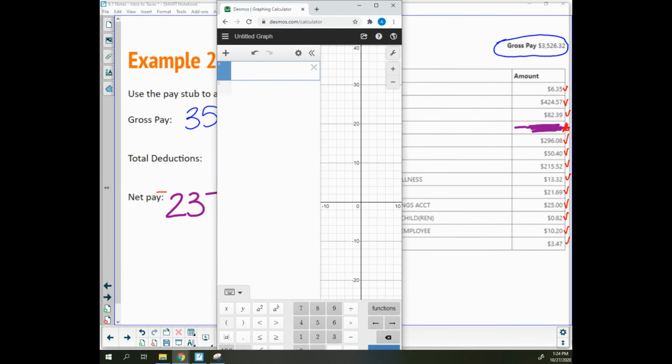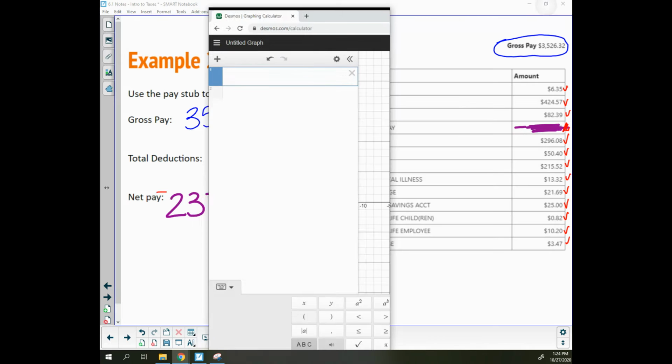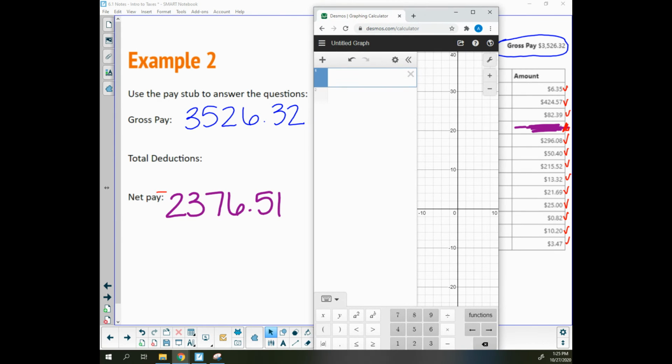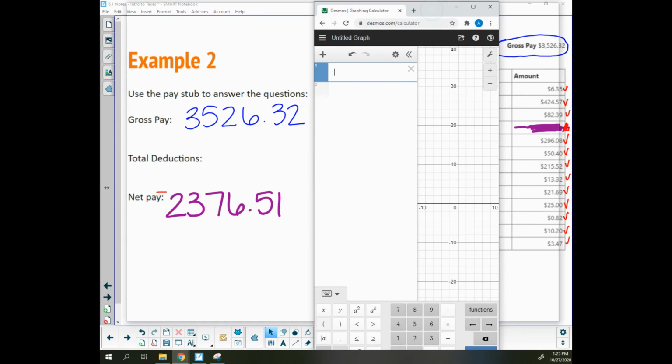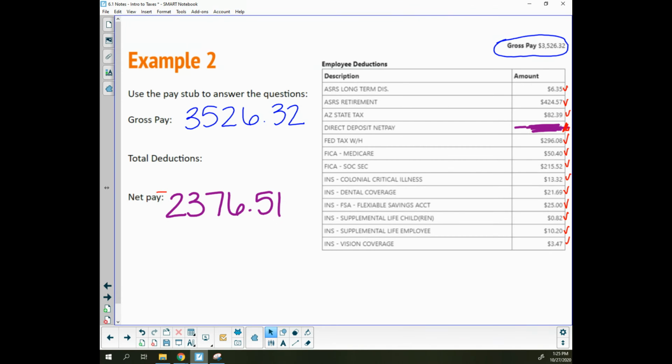Now I gotta slide it over. Much better. Okay, so we're going to go ahead and put in 3526.32 as my gross pay, and I'm going to subtract off that net pay, 2376.51.